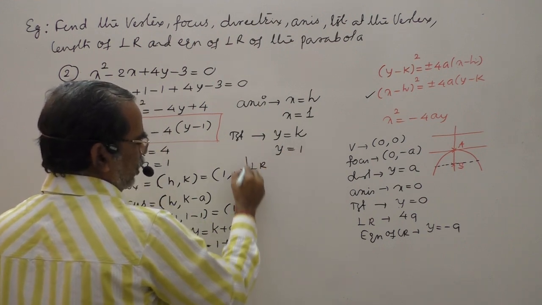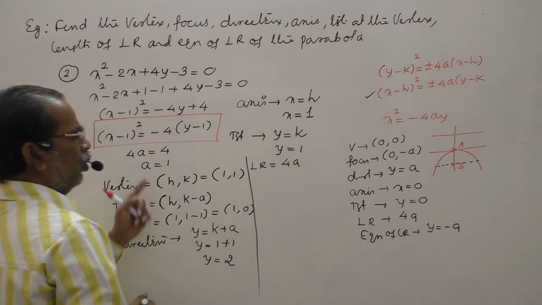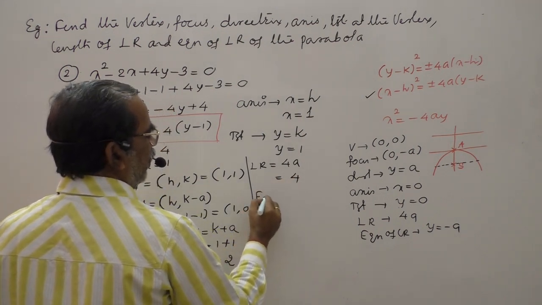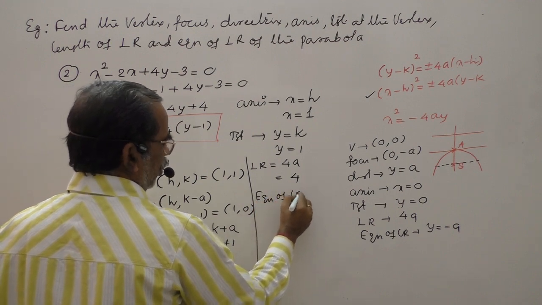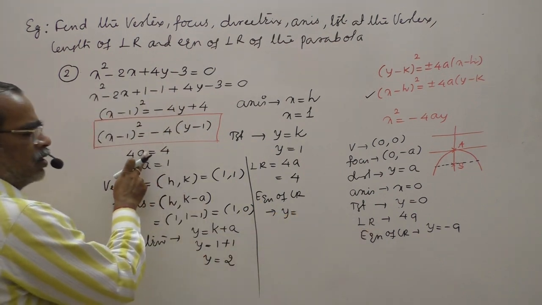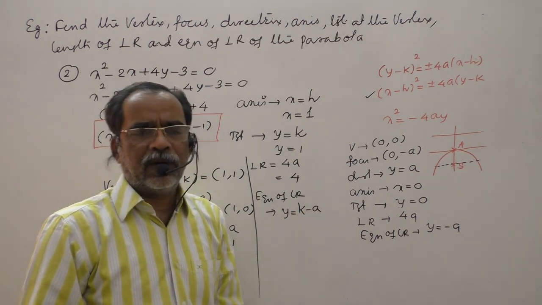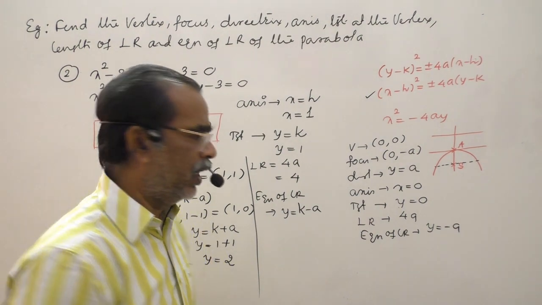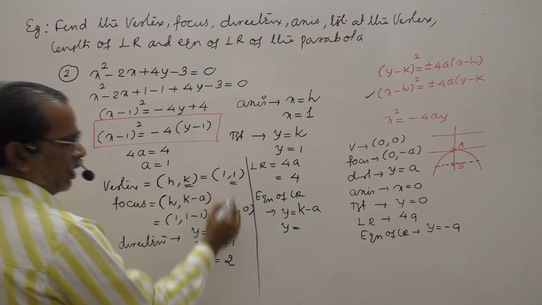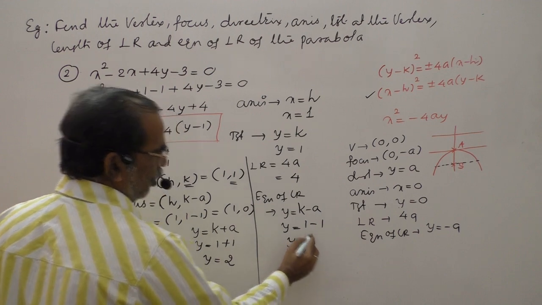Next for this latus rectum. What is latus rectum? It is a constant 4a. For all the parabolas 4a. A equal to 1. 4 into 1 is 4. Next, equation of latus rectum. What is equation of latus rectum? Y is equal to minus a. This is in second set. It will be k minus a. You should add h for x related things, k for y related things. So y is equal to, what is k in the question? K is 1 minus a is also 1. So y is equal to 0.